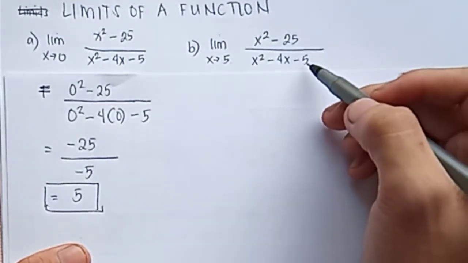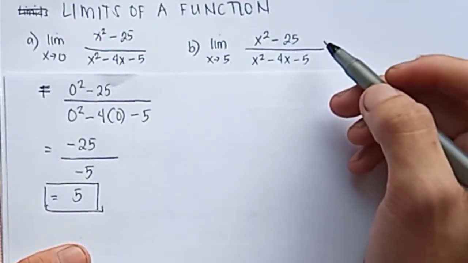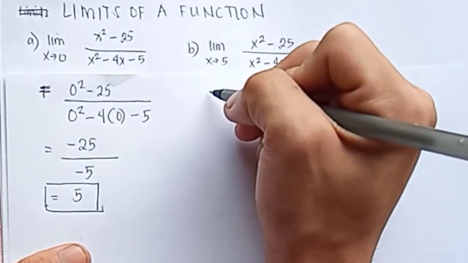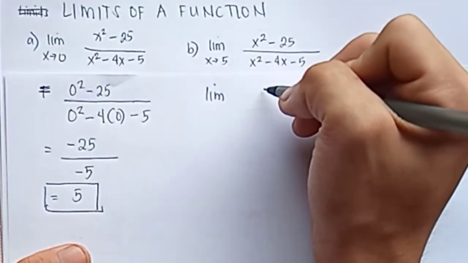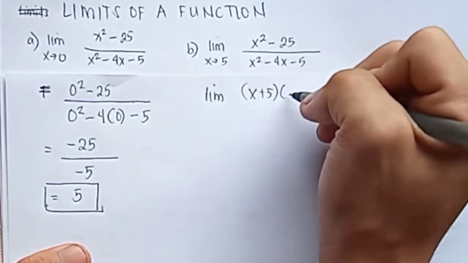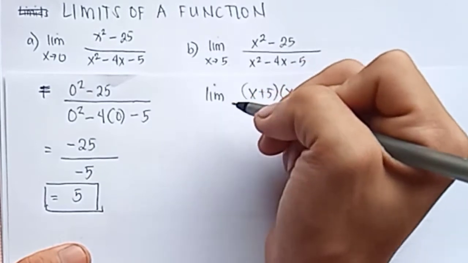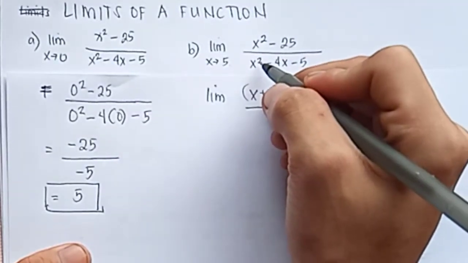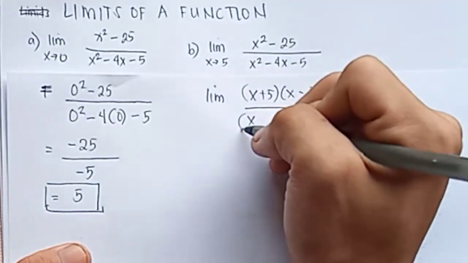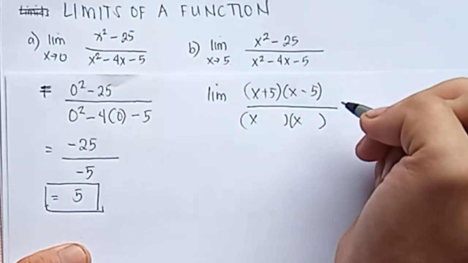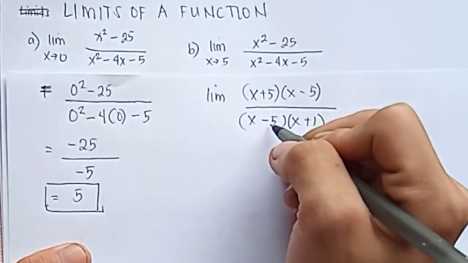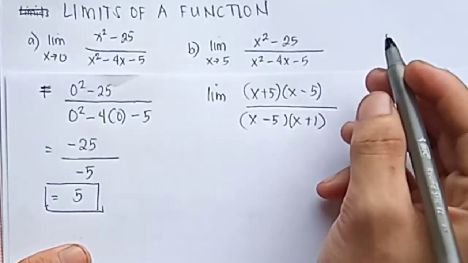Since numerator and denominator are factorable, we can factor it for us to eliminate some factors that are common. So we have the limits of the factor of x squared minus 25 is x plus 5 times x minus 5. Okay? And the factor of x squared minus 4x minus 5, that is negative 5 and positive 1. That is x minus 5 and x plus 1. Let us try to evaluate.